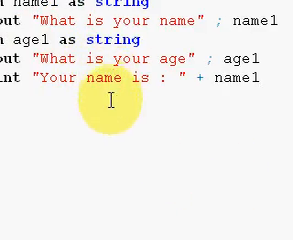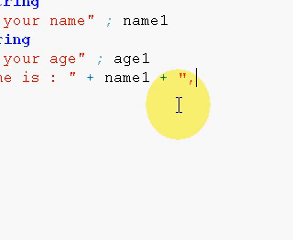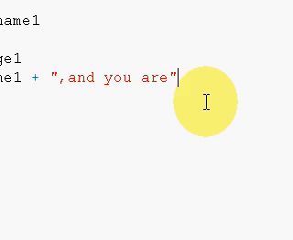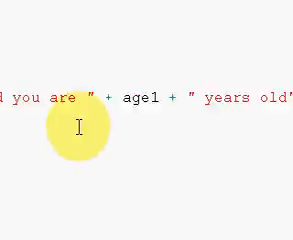So your name is, then to add a variable, you just press plus, then type the variable, so name one. The variable is without quotations. Then you're going to want to do plus, comma, and you are, space, then plus age 1, plus years old. It's that simple, but there's one problem.